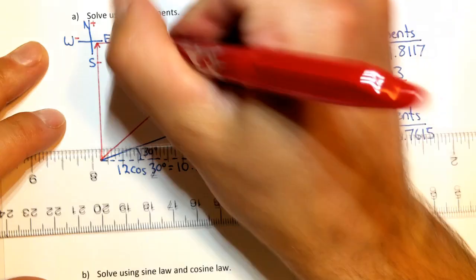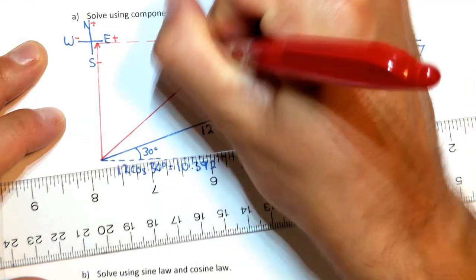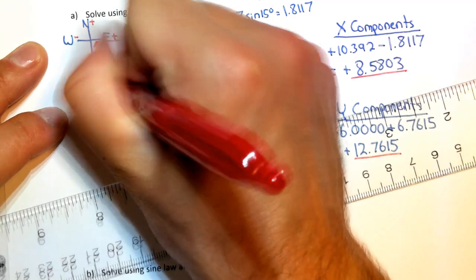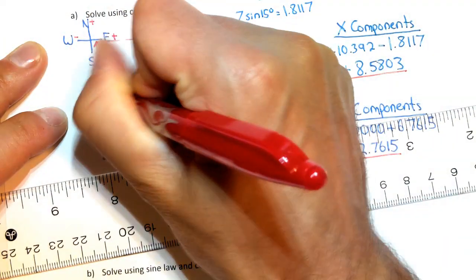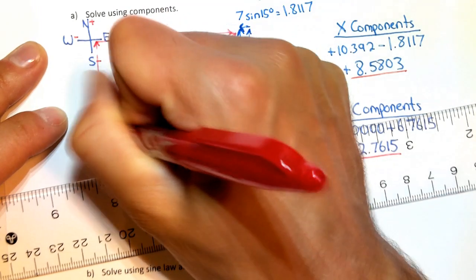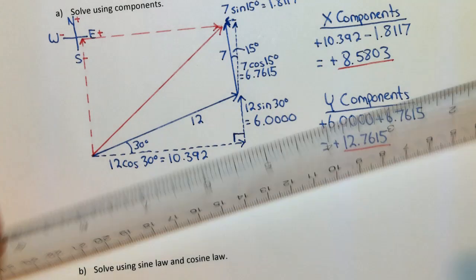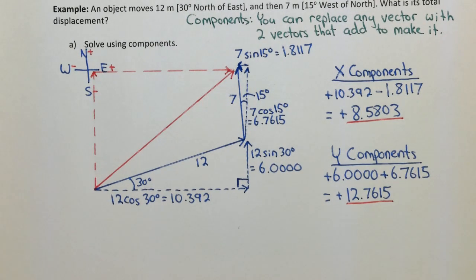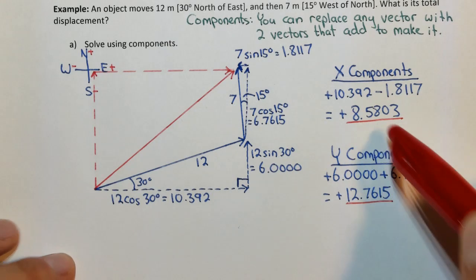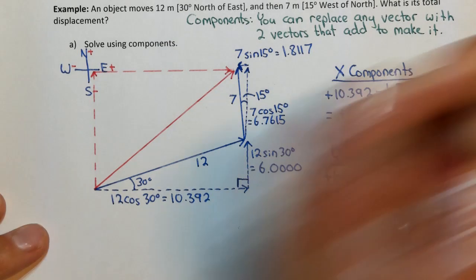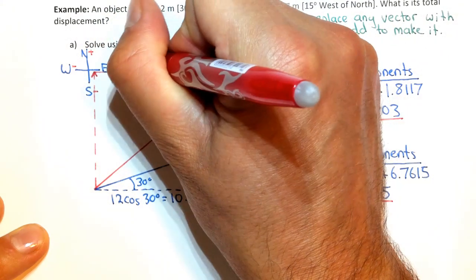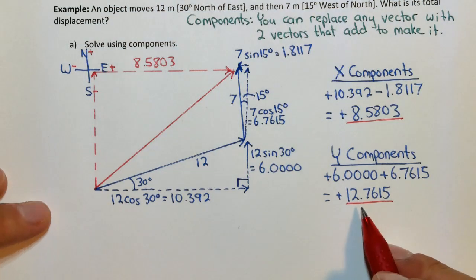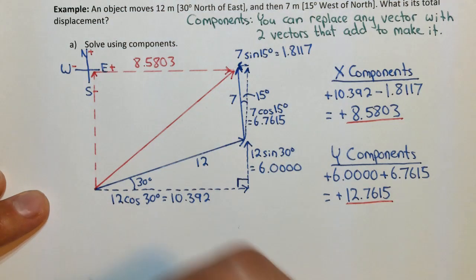I'm trying to make these components slightly dashed. Okay. So this resultant of my x components, 8.5803, goes over here. And this resultant of my y components, 12.7615, goes over here.